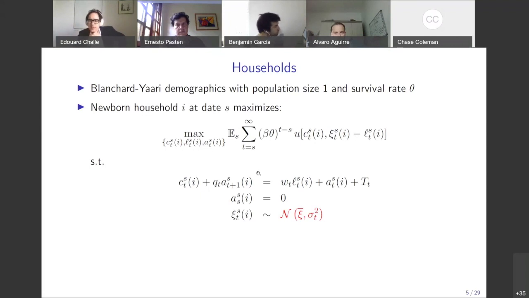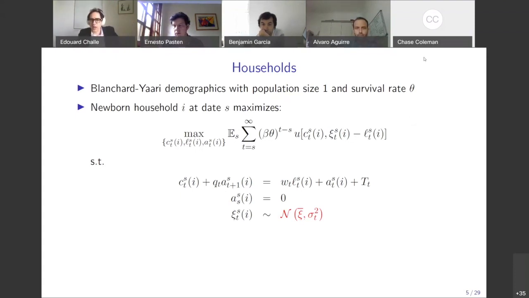People maximize this. So this is the problem of a household born at time S. We refer to S as the cohort and T as time. So a cohort is born at a particular time S, and then will live at S plus 1, and so on. People are heterogeneous potentially across cohorts, and within every cohort, they will be hit by shocks that are going to cause them to depart from each other within the same cohort.